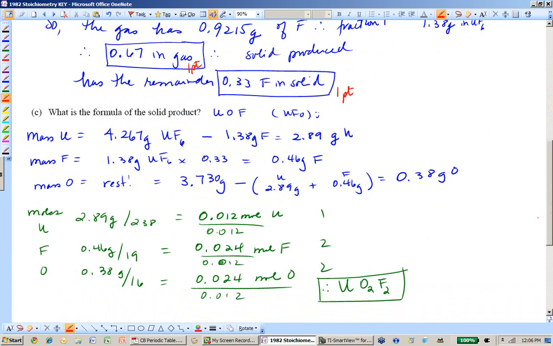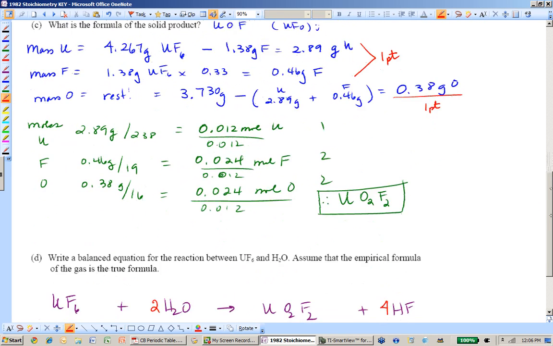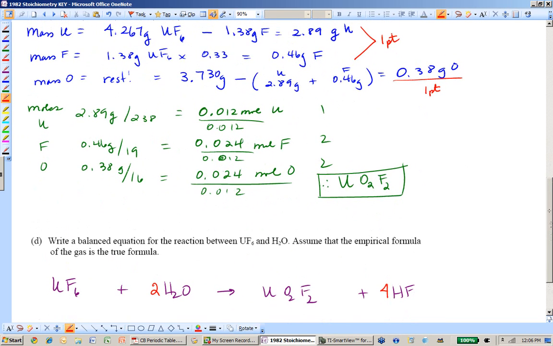This one was a little bit trickier, just had a lot more to think about. If you got both of these, that was worth a point. If you got this far, that was worth a point. There was 1 point for the set of moles. And 1 point for a final answer.